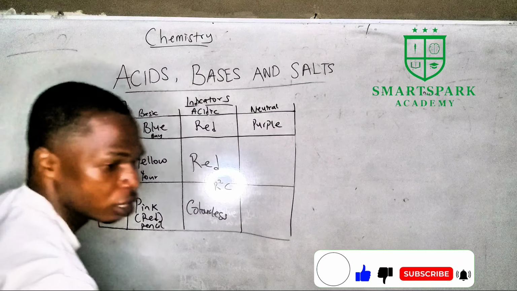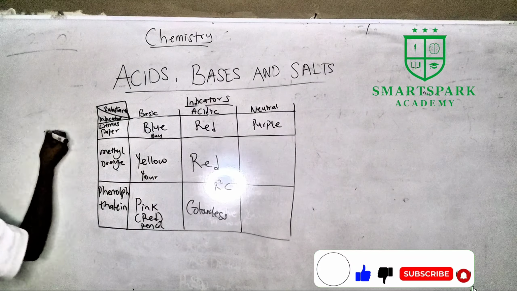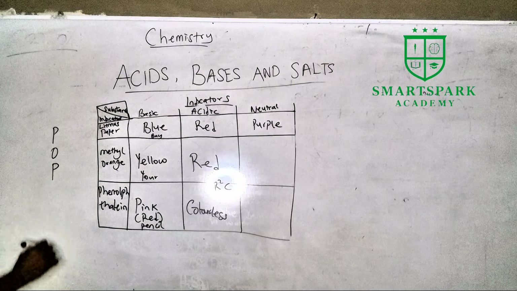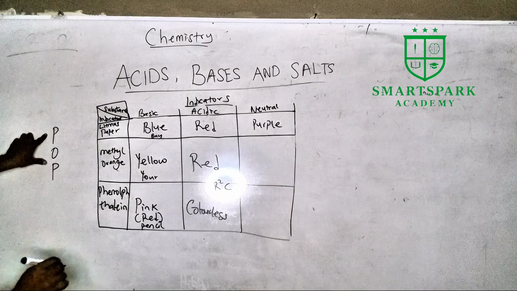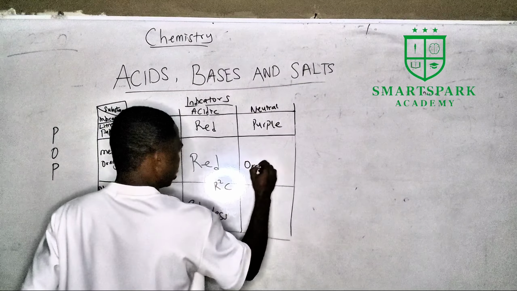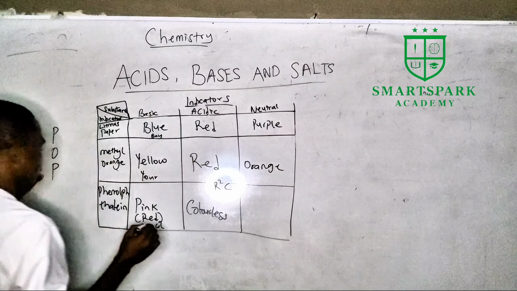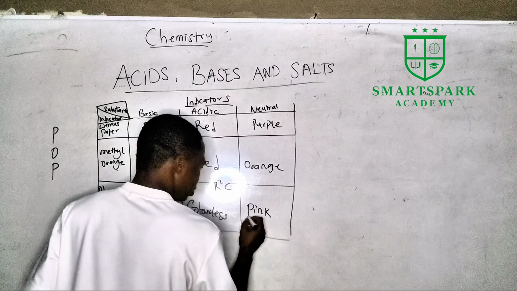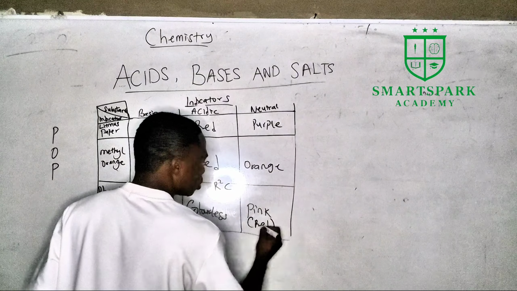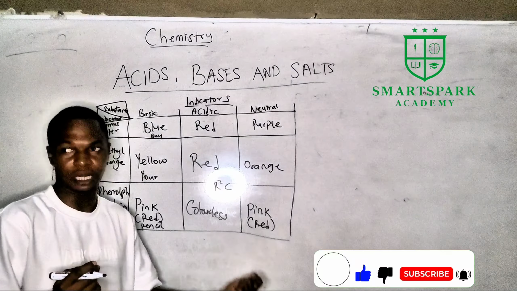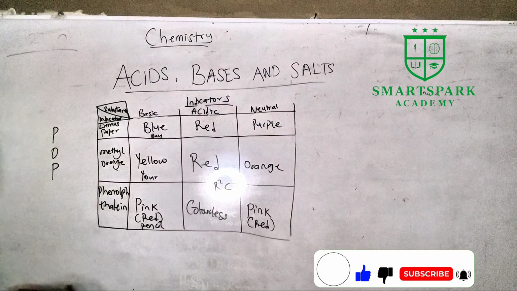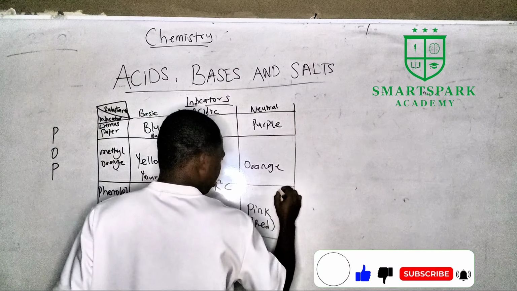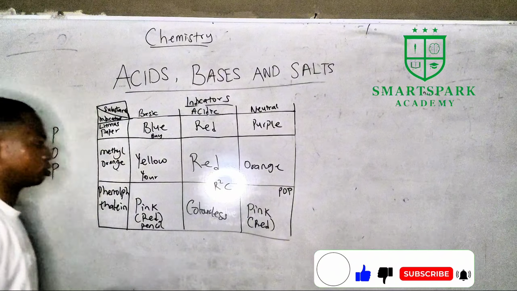Then the next one will be neutral. For neutral, it's what they call plaster of Paris, which is POP. For neutral, purple will be the first one. The next one will be what? Orange. Then the last one will be what? Pink. This pink, if you don't see pink in the options, can sometimes be viewed as red. So pink or red. So you have POP. That's just it.